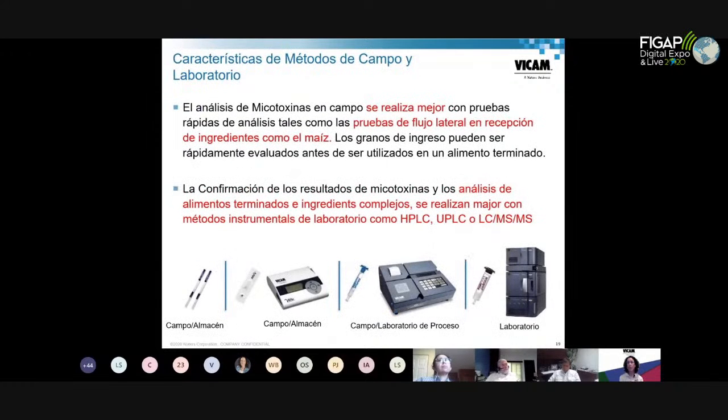And what we recommend for the field, for running tests in the field, is the lateral flow strip test, because they're very quick and they will give you either a yes, no, or a quantitative result in the field. The fluorometer will as well.